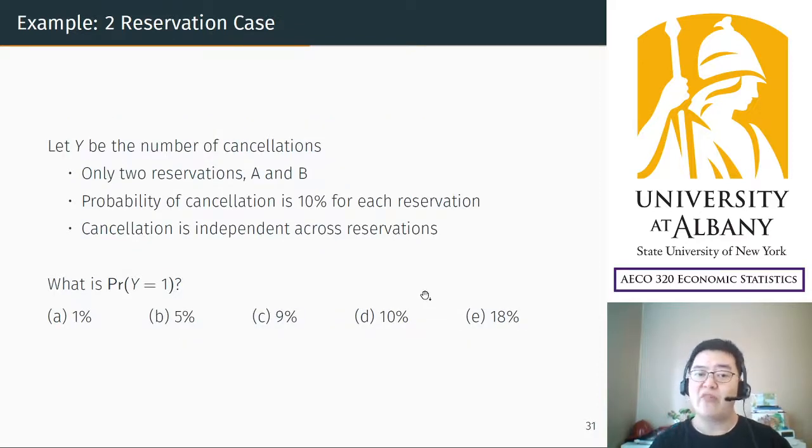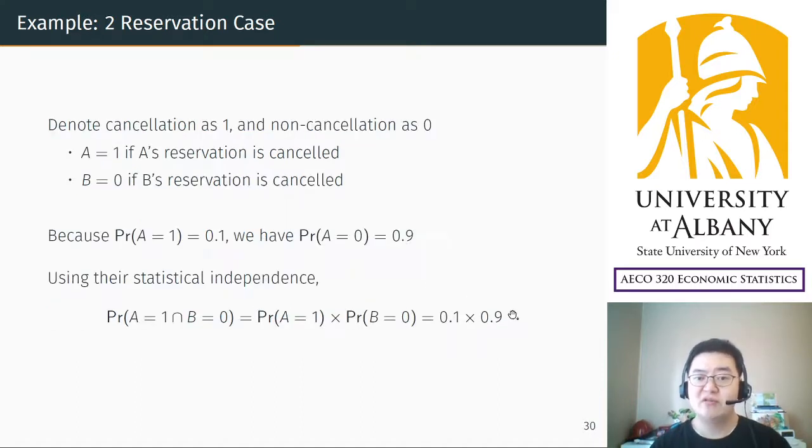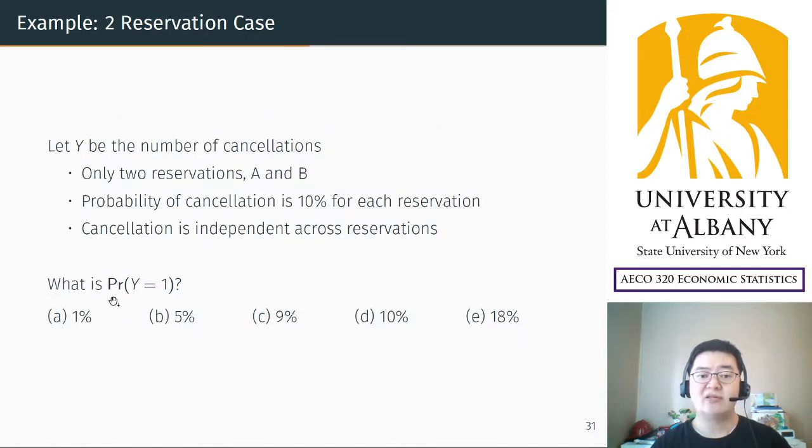But when I tweak the question, now we are looking for the probability that exactly 1 reservation is canceled among the 2. Now this is different. In the previous question, the answer was 9%. But now when I say just 1 reservation canceled, its probability becomes 18%. The probability doubled, because I don't know who canceled the reservation.